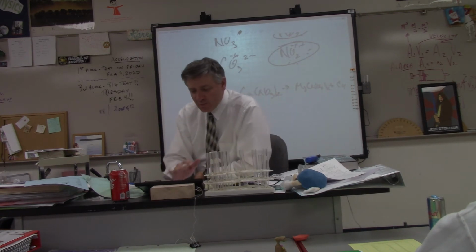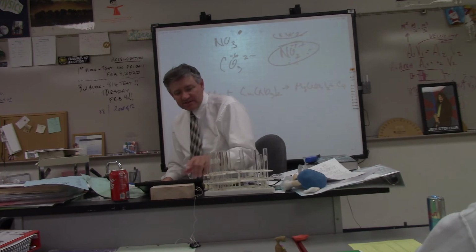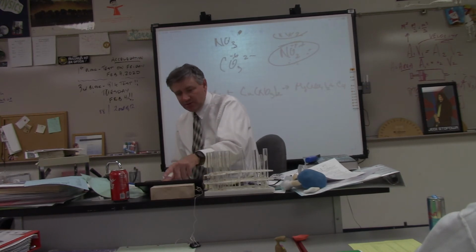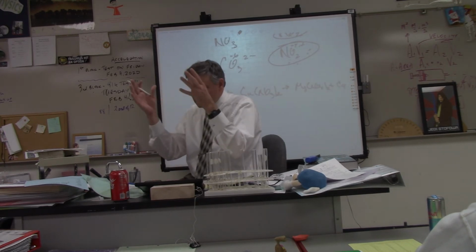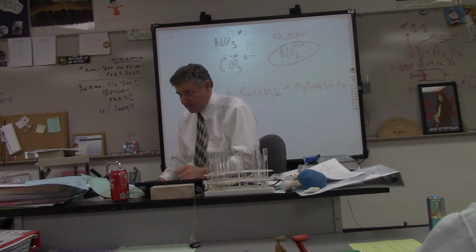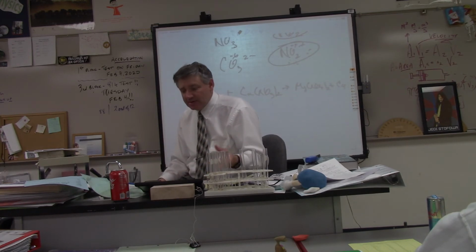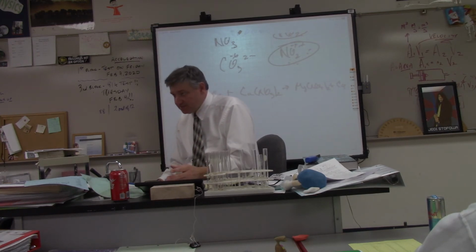So basically, what's going to happen is this. You're going to take a chunk of magnesium, you're going to drop it into a solution of copper nitrate. The magnesium is going to dissolve, and the copper is going to begin to form elemental copper. Okay? That's what's physically going to happen. So this is a single displacement reaction, okay?